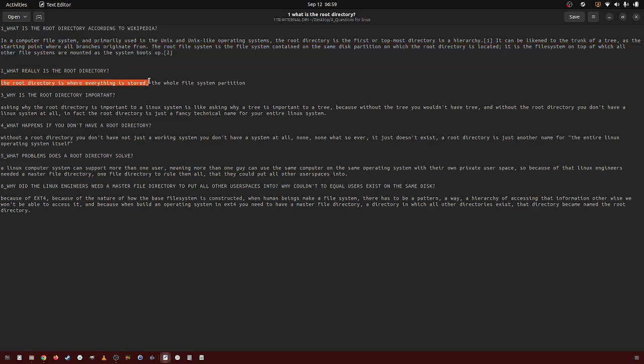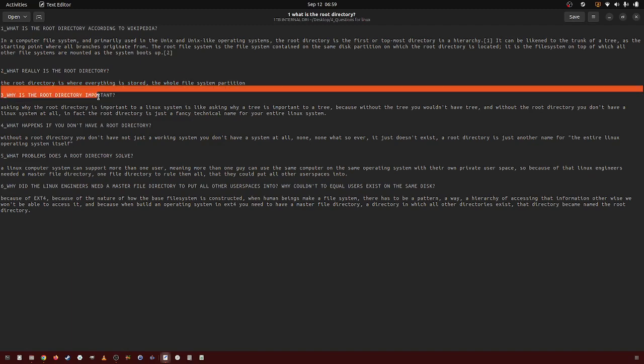The root directory is where everything is stored. It's the whole file system partition. Why is the root directory important?